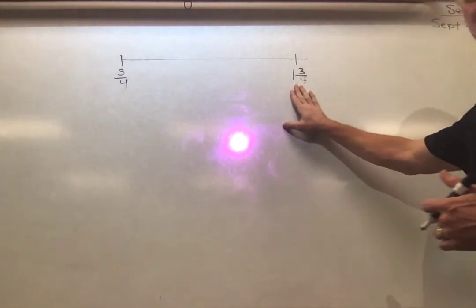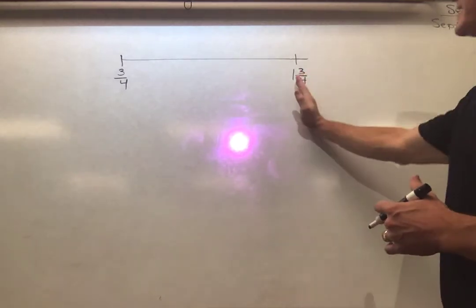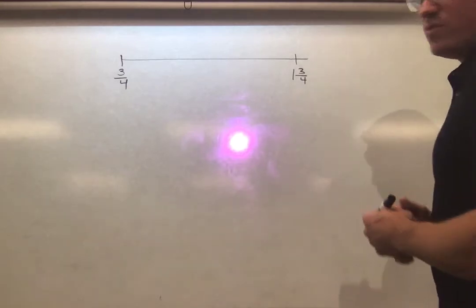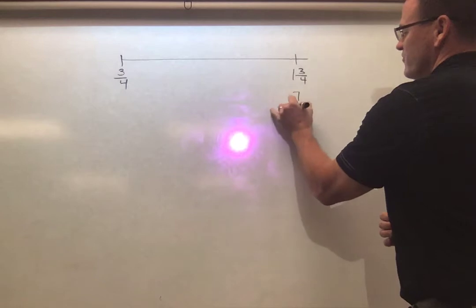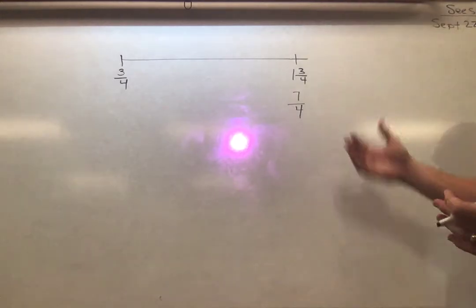Okay, in the last video we were all finding fractions between fractions, and we didn't get to fractions that were greater than 1. In this case, I could think of 1 3/4 as 7/4. Okay, and if I make it improper, this becomes very simple.